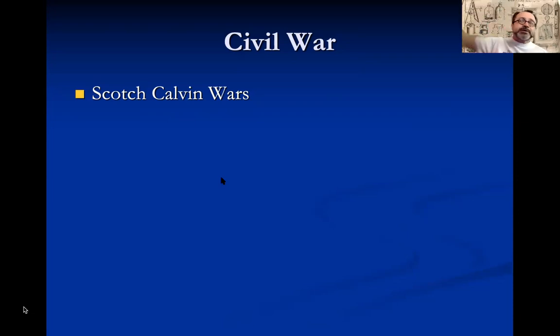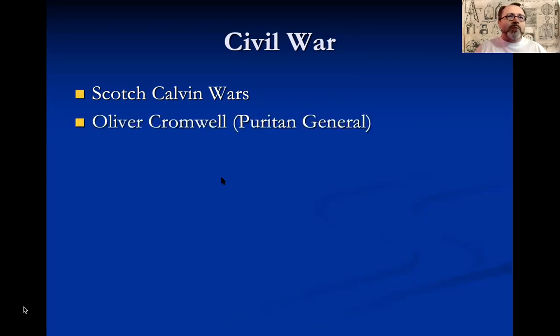So all these Calvinists that have migrated up to Scotland for their religious freedom. That's why it's called the Scotch Calvin Wars. The military leader, his name was Oliver Cromwell. He was a Puritan, and he was the general of the Puritan army. Calvinists are like a subset of Puritans. Puritans are a larger conglomerate of, I suppose you could say, more conservative Christians, but more liberal politically. And he was, frankly, the military genius that managed to defeat the English army.